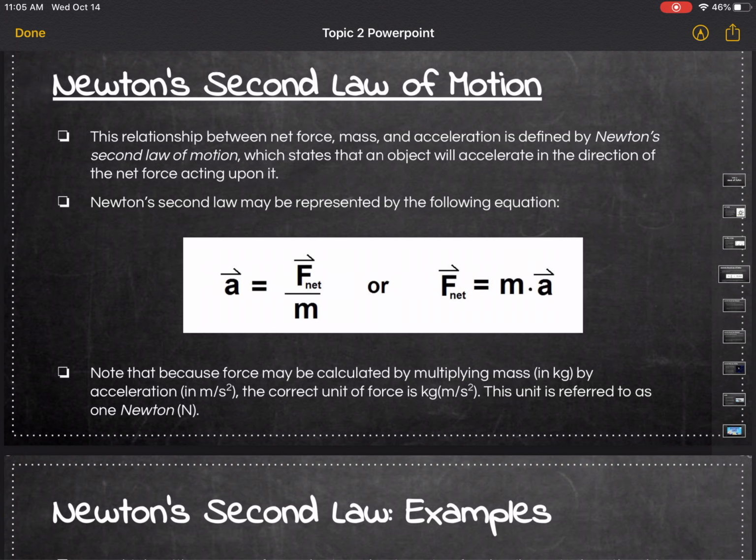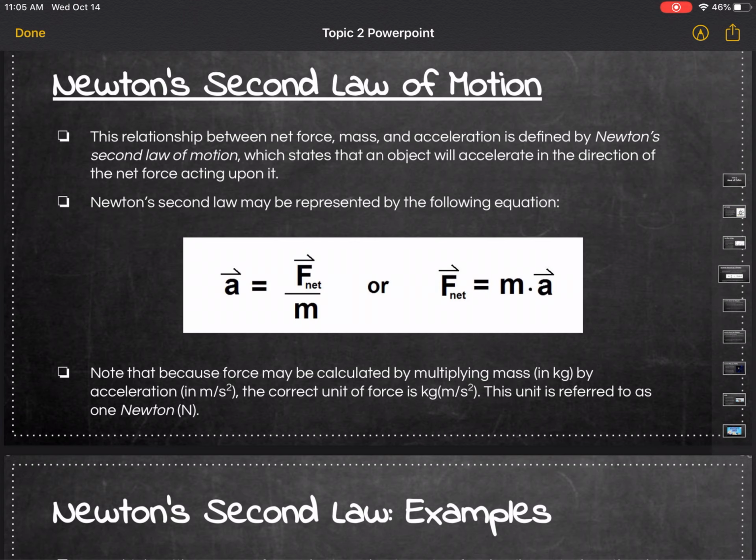So Newton's second law of motion says that this relationship between net force, mass, and acceleration is defined by this law, which states that an object will accelerate in the direction of the net force acting upon it. So if we're pushing something and our force is greater than the forces that are pushing against it, then it's going to move in the direction that we're pushing it. So whatever direction has the greatest net force, that is the direction that our object is going to move.